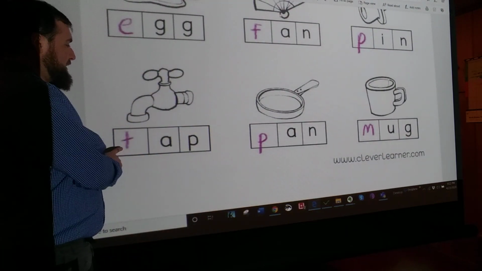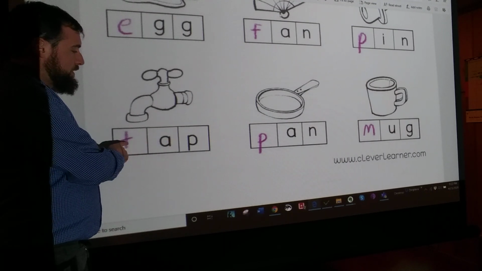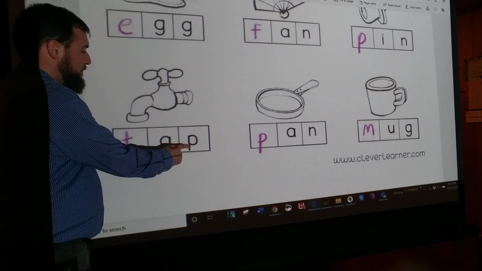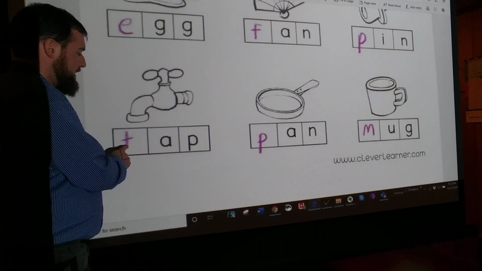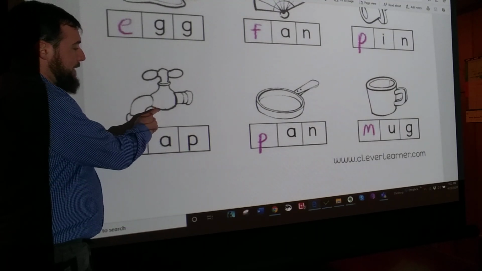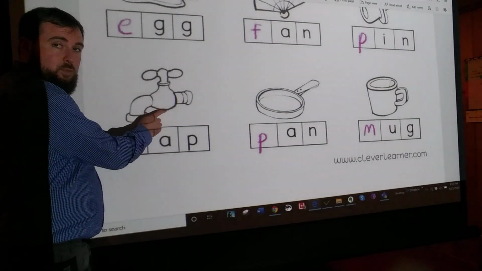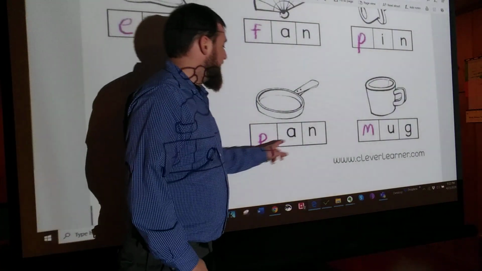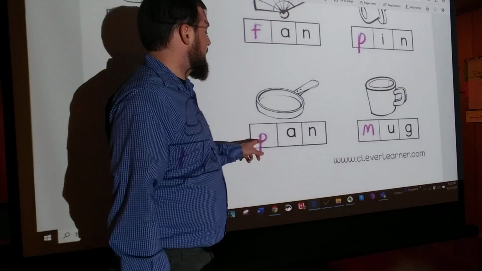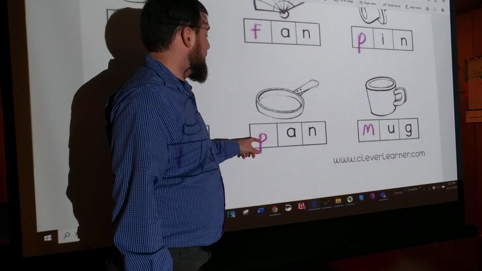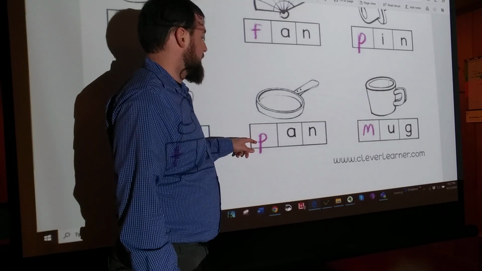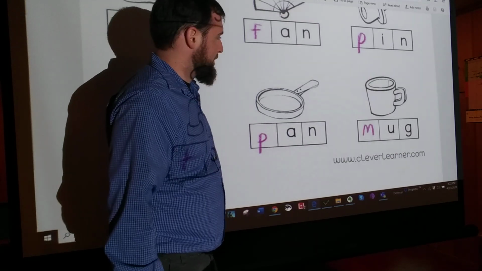Now, tap. T-A-P. Tap. T for t in tap. And that's this that gives us the water. That's the part of the sink that the water comes out. Pan. P-A-N. P for p in pan.